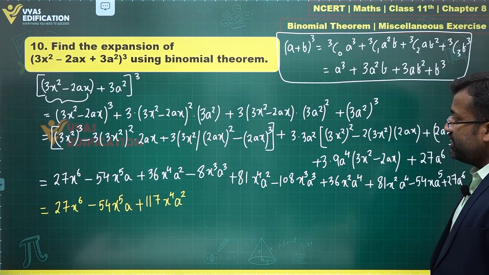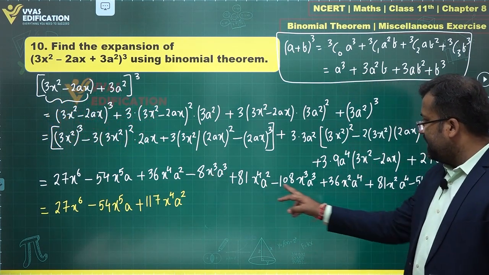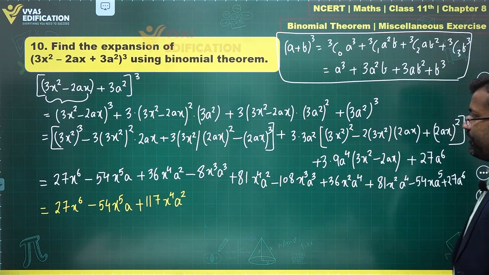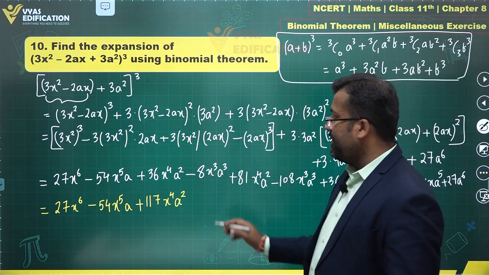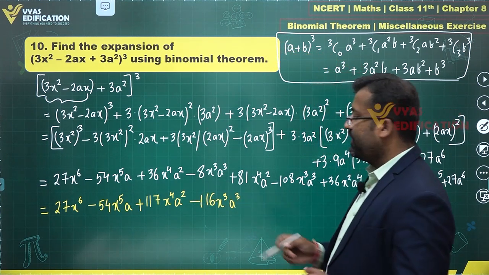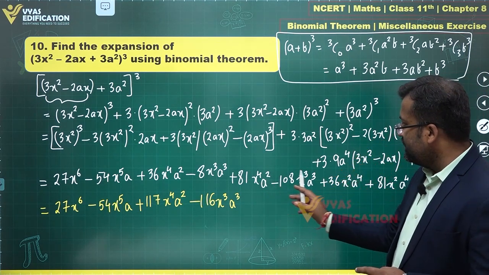Next, x power 3 a power 3. This is one term of x power 3 a power 3. And if there is any other term, yes, this is another term. 108 and 8. Is there any other term? No. So minus 108 minus 8 will be minus 116 x power 3 a power 3. Next, we have dealt with this term. x power 4 is done. x power 3 is done.